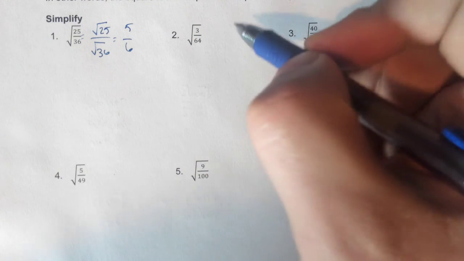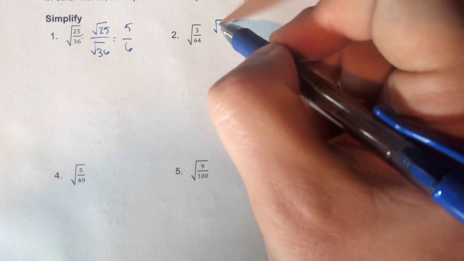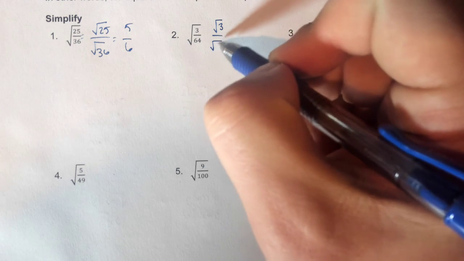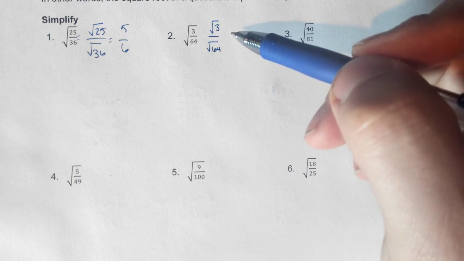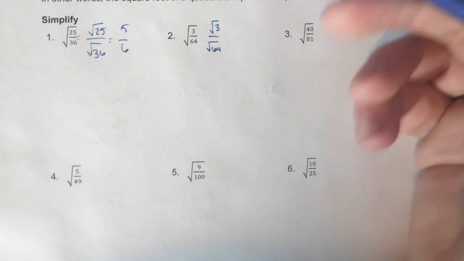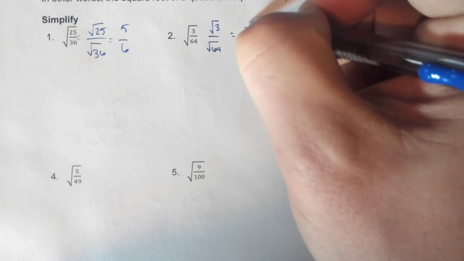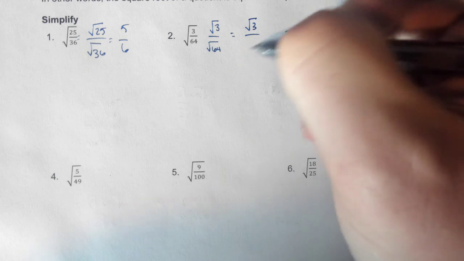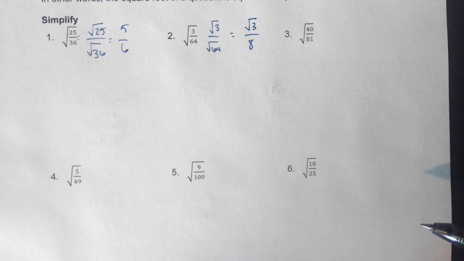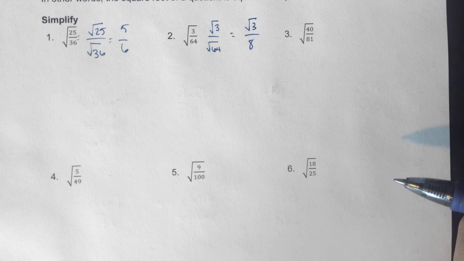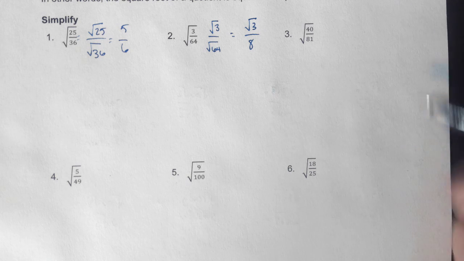Number 2, again, you're going to separate it to the square root of 3 on top, the square root of 64 on bottom. On top, does the square root of 3 simplify? No, there's no perfect square that divides 3, so it's going to stay the square root of 3. On bottom, we know what the square root of 64 is. It's 8. So it simplifies to the square root of 3 over 8.